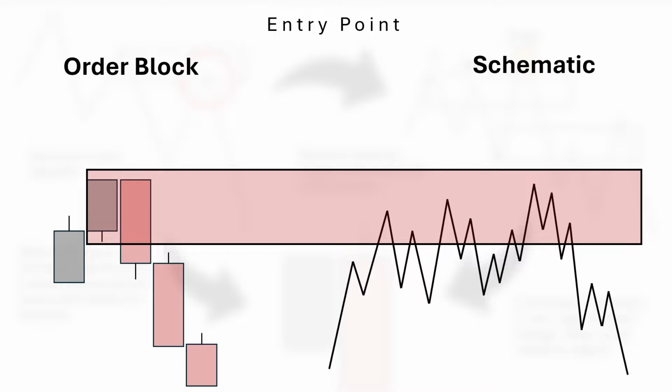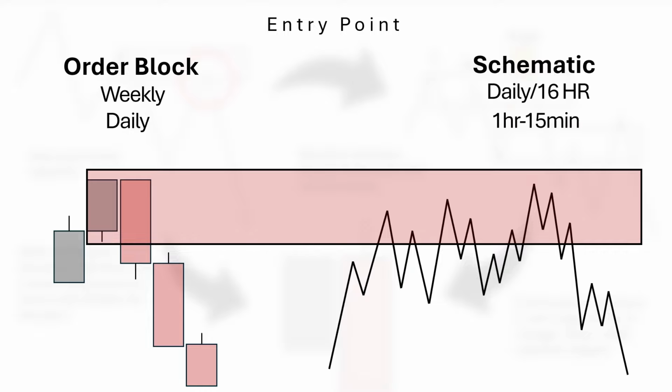So let's talk about time frames. If you're looking at your weekly order block as your higher time frame point of interest, your schematic should be on the daily or the 16-hour time frame. If you're looking at the daily order block, you're looking at the 1 hour to the 15-minute Wyckoff schematic. If you're looking at the 4-hour or the 1 hour order block, you're looking at the 1 minute or the 5 minute for your Wyckoff schematic.